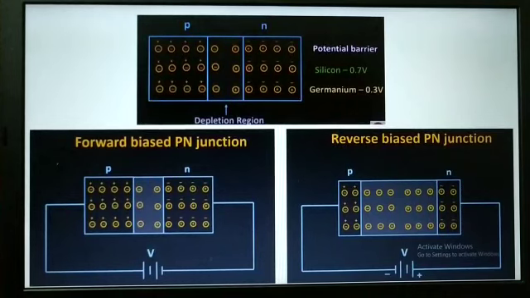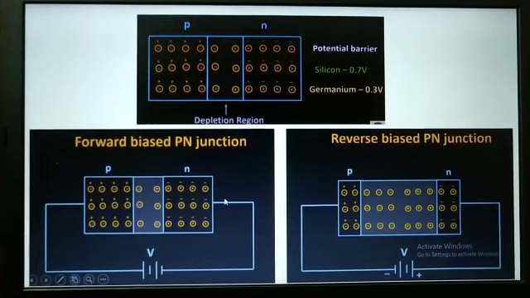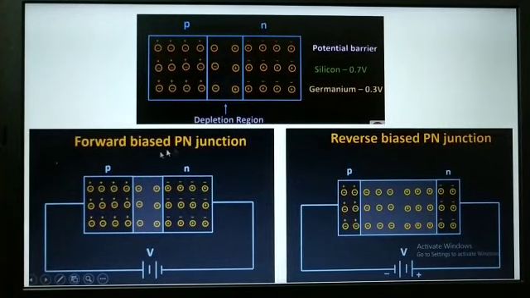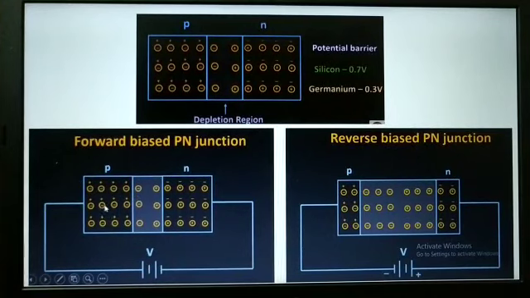So here we will see what happens inside when the diode is in forward bias. Here the diode is a p-n junction diode in forward bias. We can see P having majority carriers as holes, N having majority carriers as electrons.